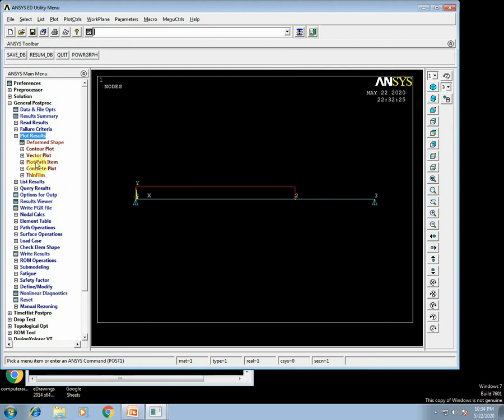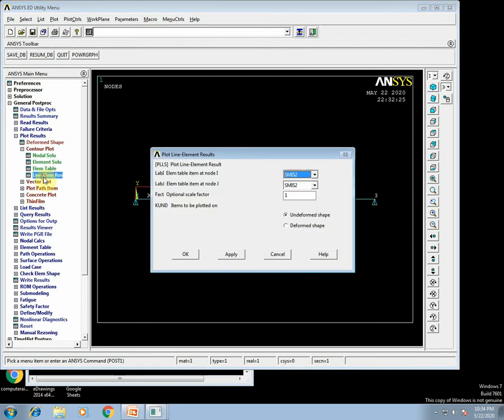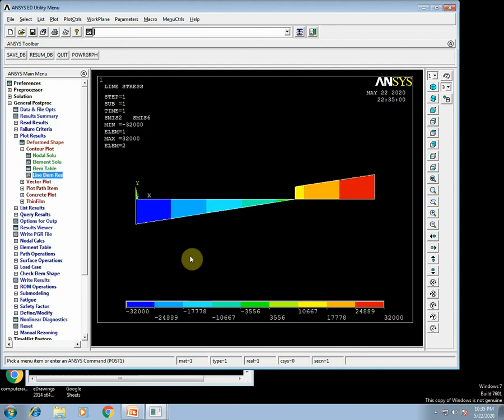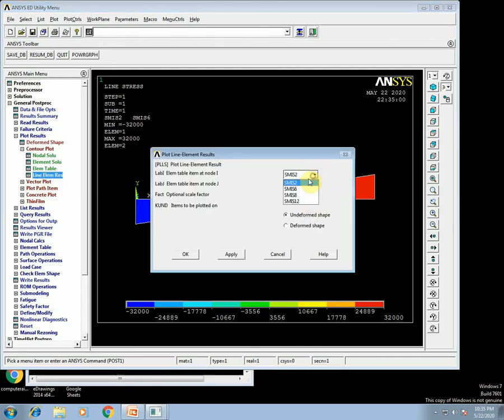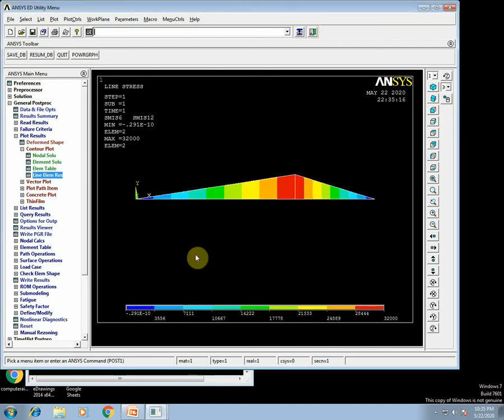plot results, contour plot, line element results. Taking the combination of 2 and 8, you will get the shear force diagram. This is the shear force diagram. By taking 6 and 12, you will get the bending moment diagram. This is the bending moment diagram. These two diagrams you just compare with the analytical method.